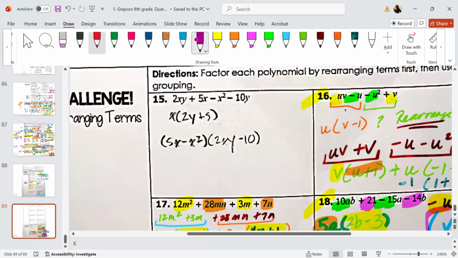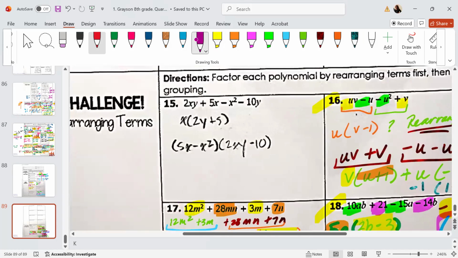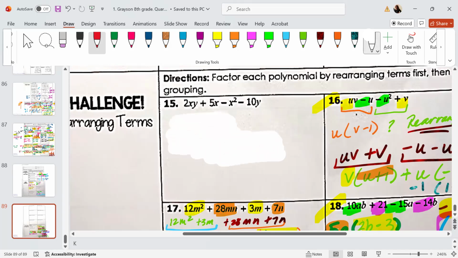Okay, I want you to do number 15 on your own. Give it a try. Did you already do it? Okay, give that a try because the answer looks incorrect. So I will recommend that you not use that. That's not correct. So give it a try.